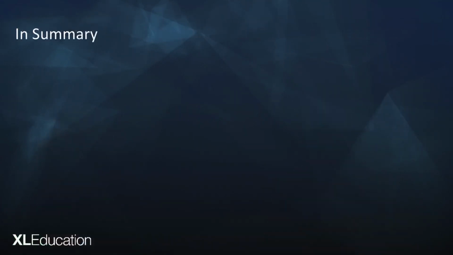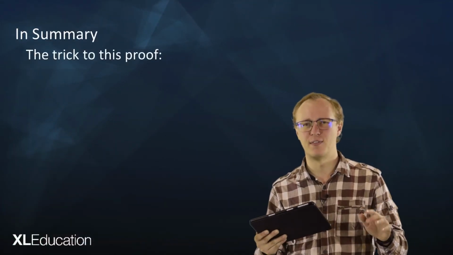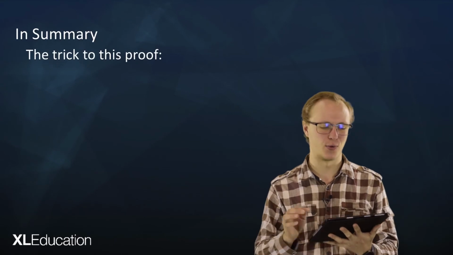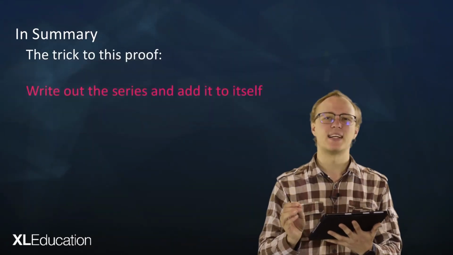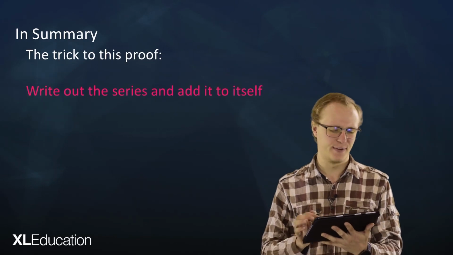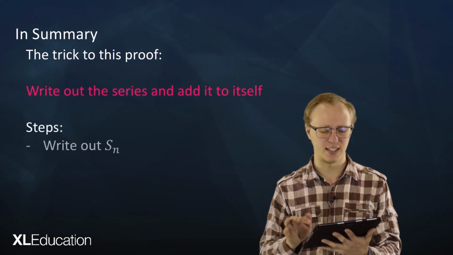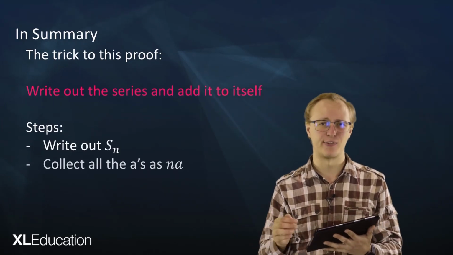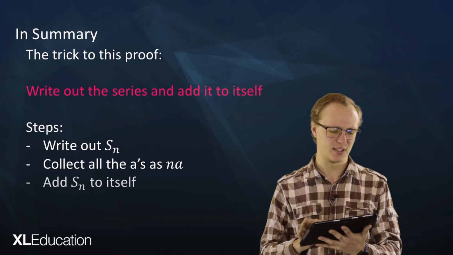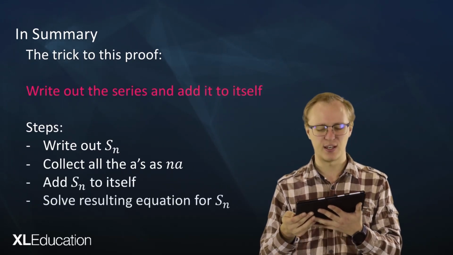Now, in summary, the trick to this proof, that magic moment where they do something clever that makes the whole thing work, is writing out the series and adding it to itself. The steps you're going to follow are to write out Sn. You're going to collect all the a's at the front as na. You're going to add Sn to itself, and then you're going to solve the resulting equation for Sn. And there you have it, the derivation of the formula for an arithmetic series. So now you know how to apply the formula, and like a proper mathematician, you know how to derive it as well.